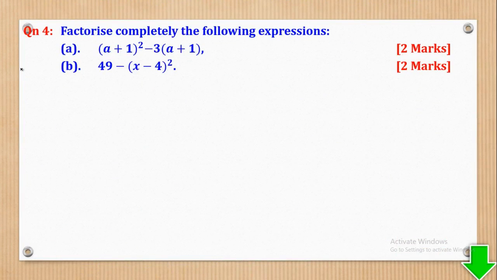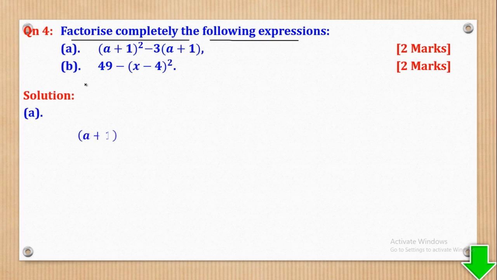Now we shall go to question 4. Question 4 says that factorize completely the following expressions. So A is (a plus 1) squared minus 3 in brackets (a plus 1). Then part B, 49 minus in brackets (x minus 4) squared. So just start with part A.